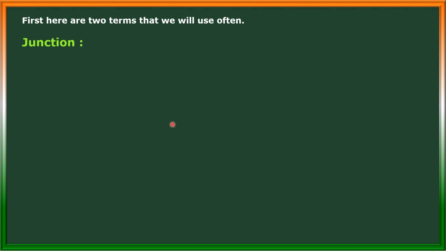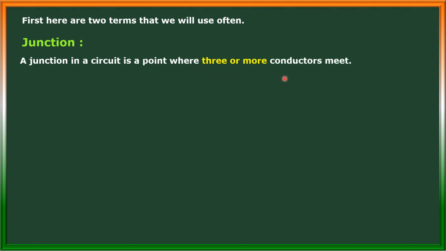There are two terms that we will use often in Kirchhoff laws. What are those two terms? Let us see. Junction. What is a junction? A junction in a circuit is a point where three or more conductors meet.